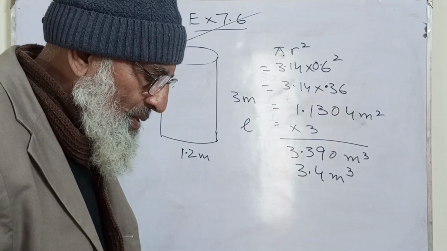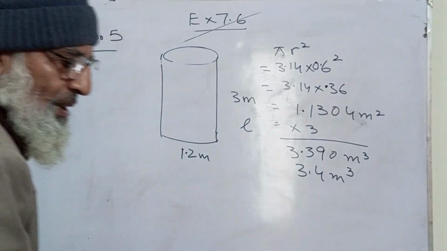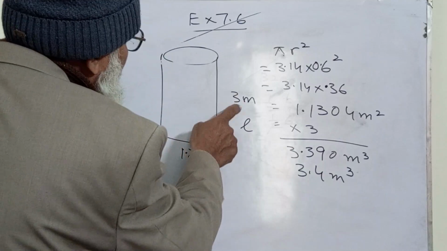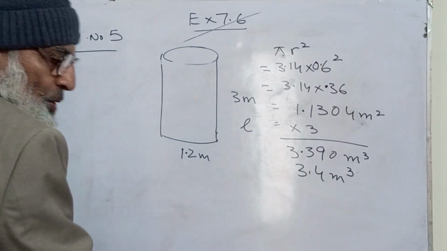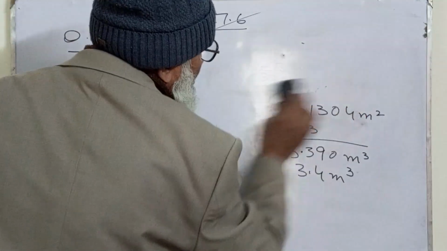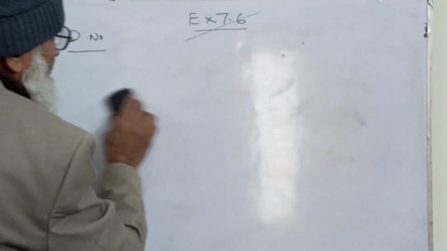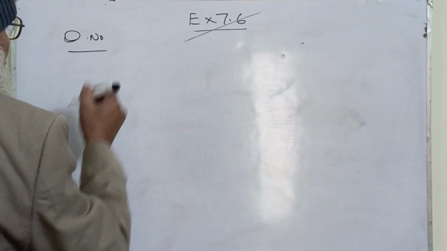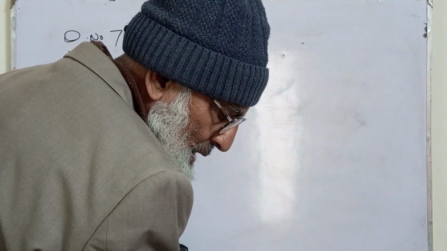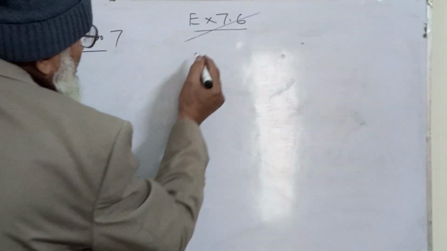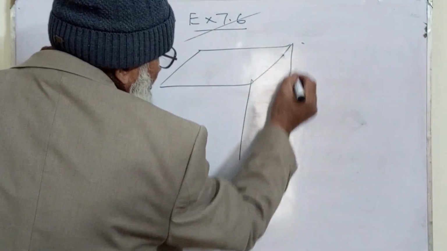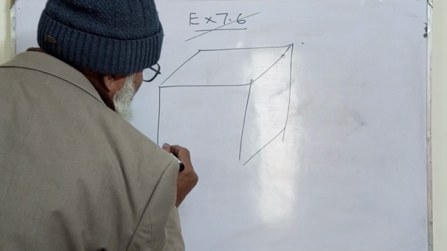Sixth part is same. Seventh part: sixth part is same, just with 2.2 given over here and 10 given over here. And I'm going to do the 7th question now. Question number 7. To finish the exercise, we have only 2 questions left. Now this sort of figure is given to you. Just make it very quickly.